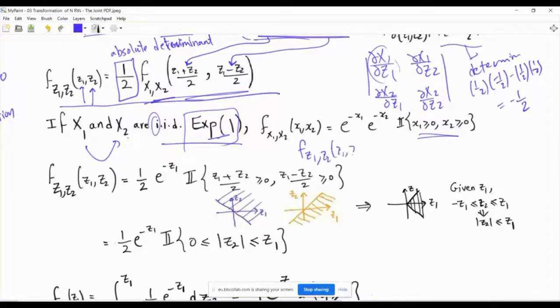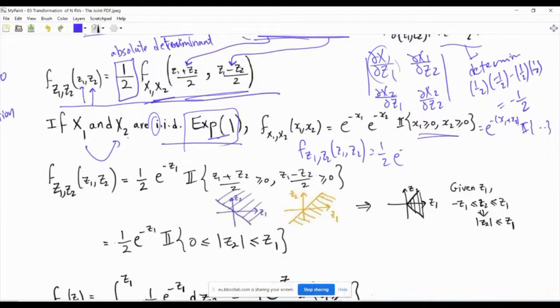So in that case, f of z1, z2, small z1, small z2, will be one half. Don't forget this, very important. Otherwise, if you forget it, you will not get a proper PDF. Remember, a PDF should integrate to 1. If you forget this 1/2, you get nonsensical results. So 1/2, and then you have e to the minus x1 plus x2, and then the indicators.